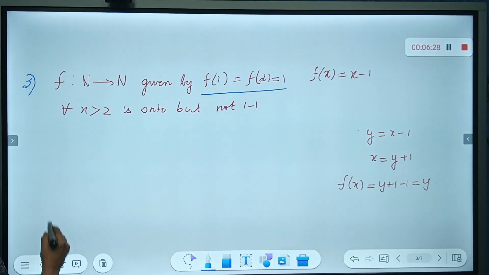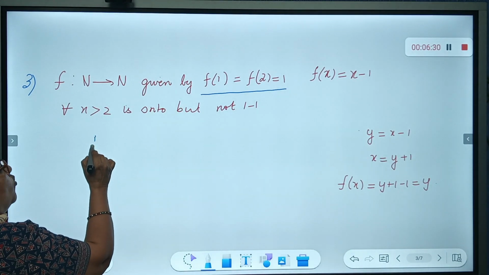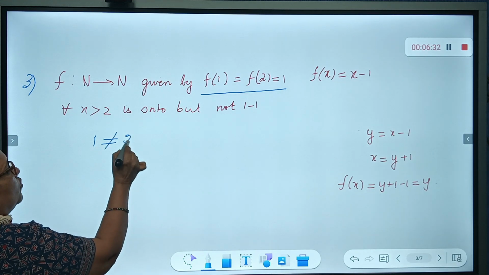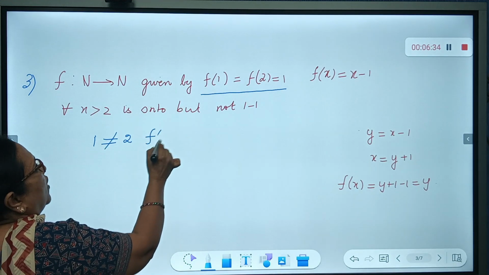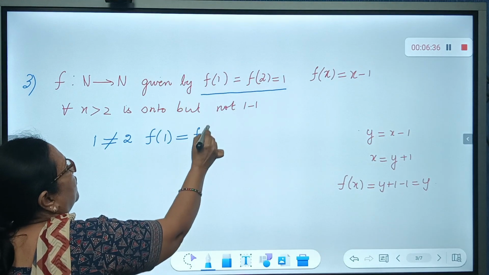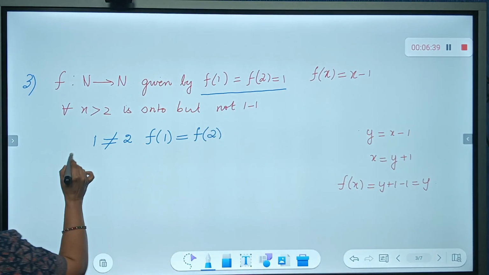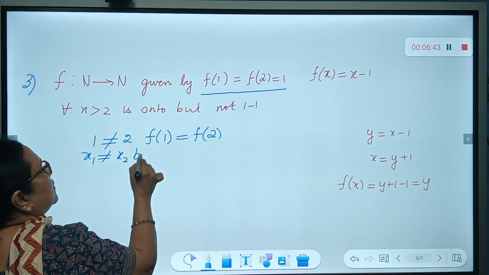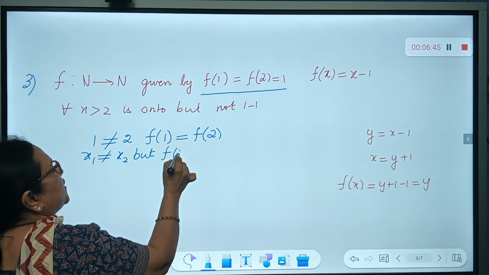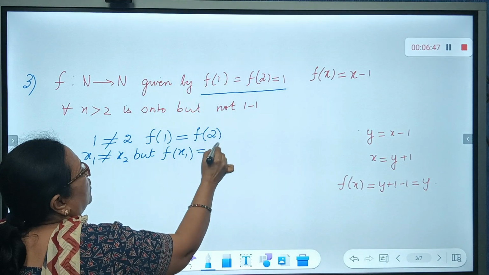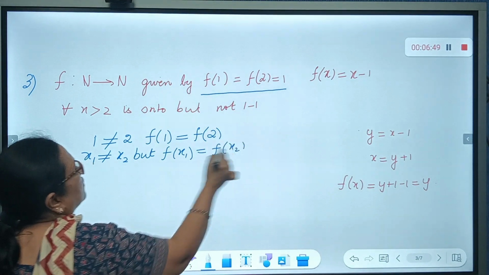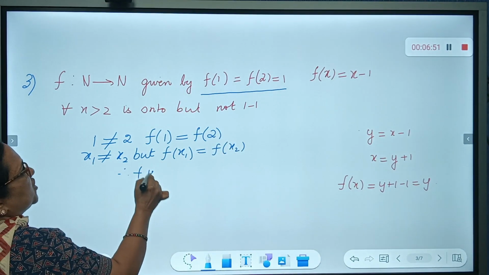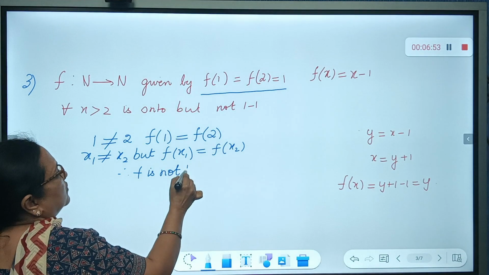Now look at this, what is given? 1 is not equal to 2, but f of 1 is equal to f of 2. x1 not equal to x2, but f of x1 equals f of x2. Therefore, f is not 1 to 1.